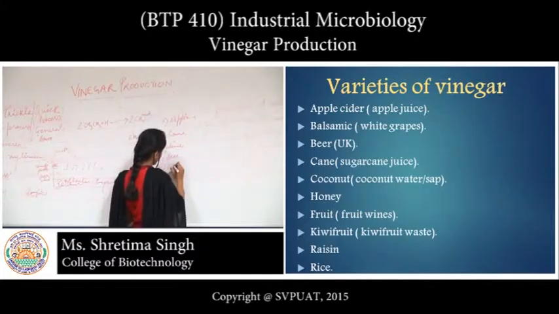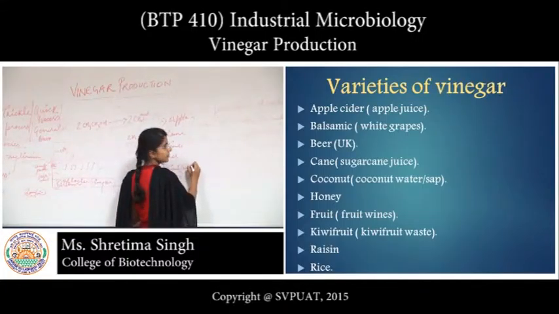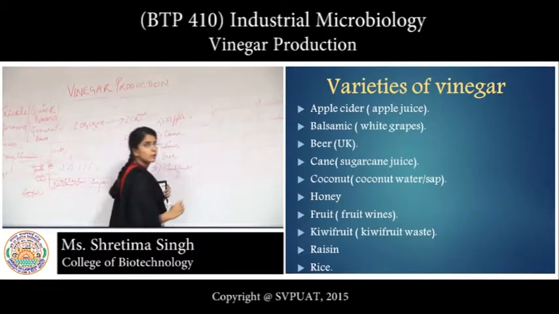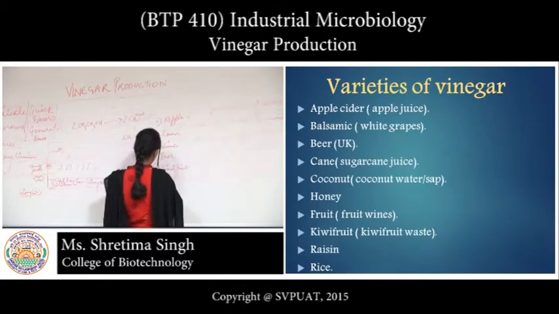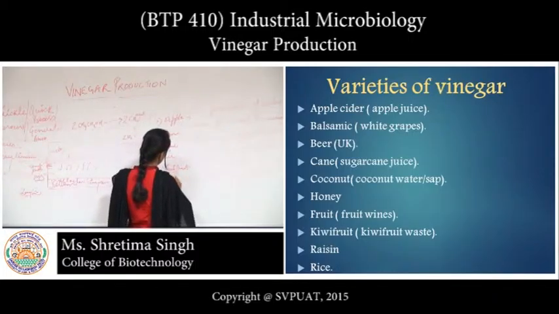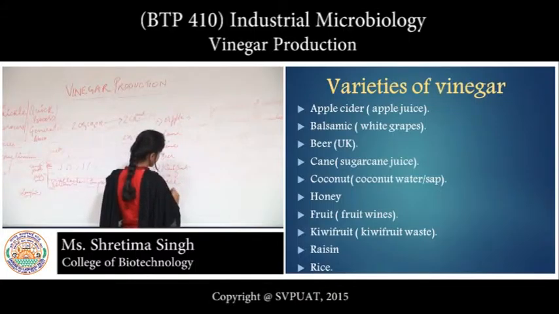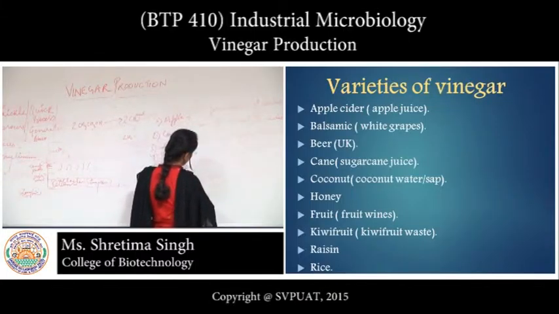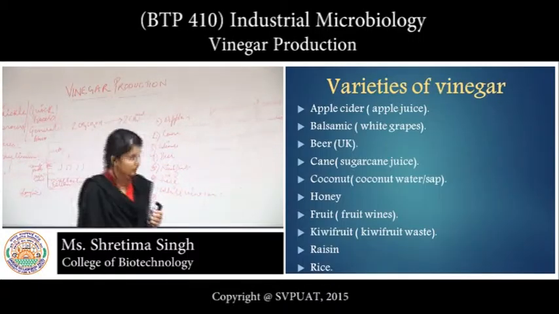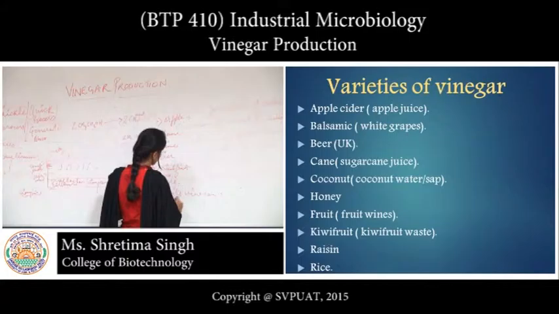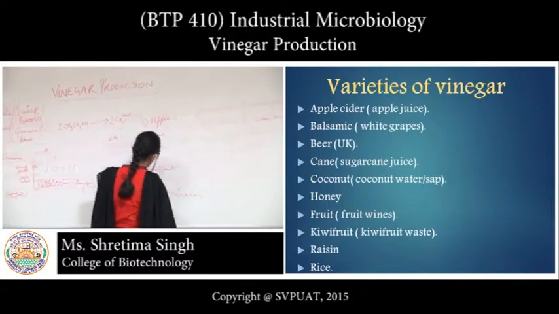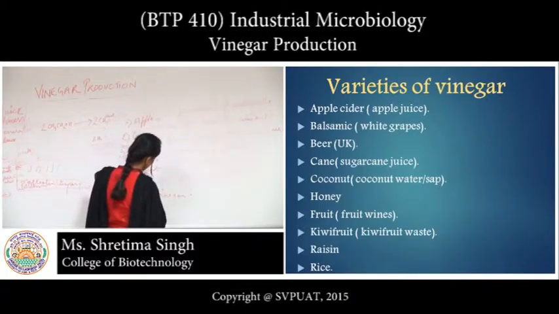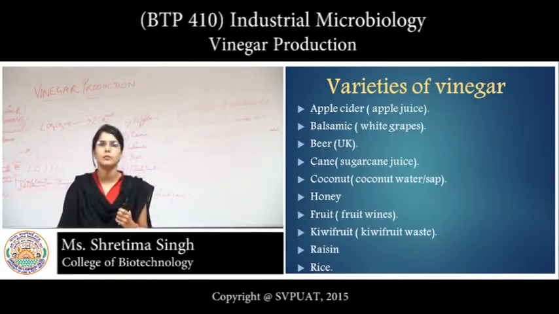Kiwi fruit vinegar is also produced, and it was developed in China. Kiwi fruit vinegar is generally developed from kiwi fruit waste. Then rice vinegar, then white distilled vinegar, which is produced from distilled spirit. And some other kinds are produced from dates. Some are produced from barley. So these are different varieties of vinegar.